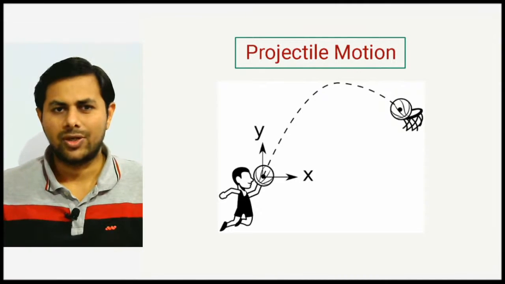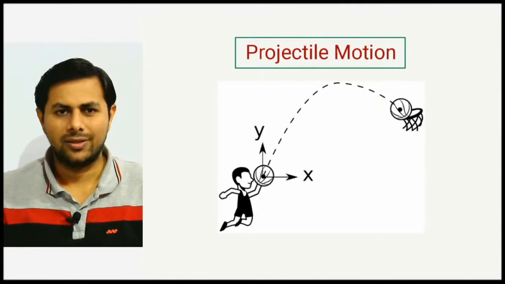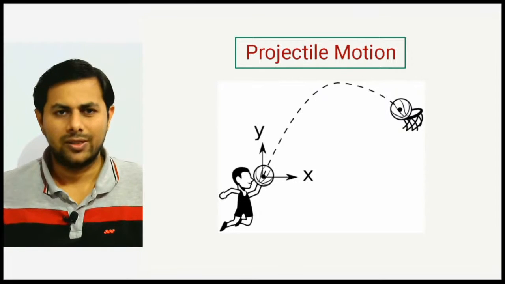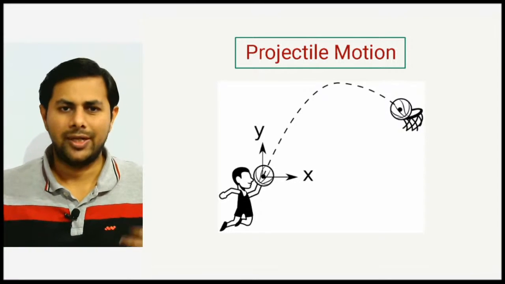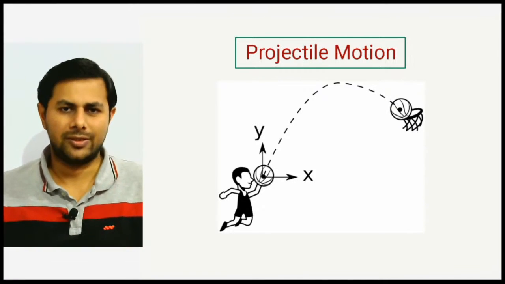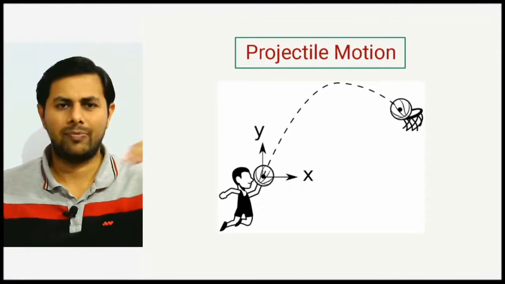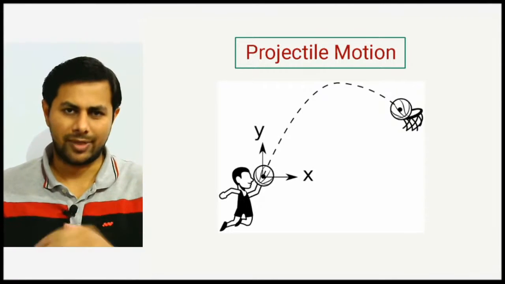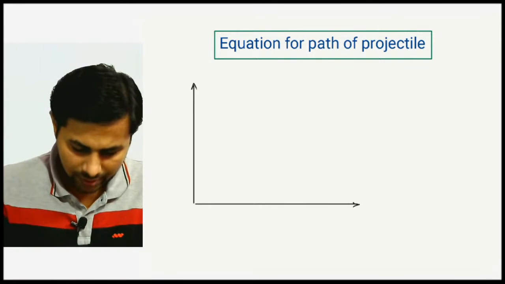So today we are going to talk about projectile motion. Now what is projectile motion? Projectile motion is motion of any object that we throw in space. Okay, so it follows a path something like this, a parabolic path.